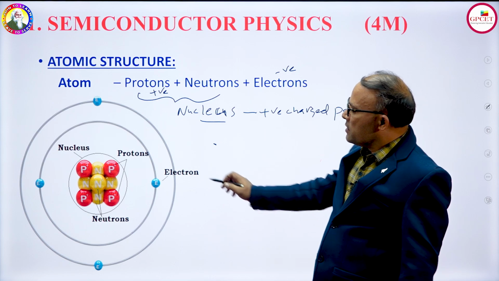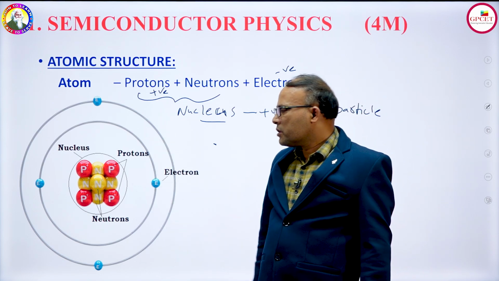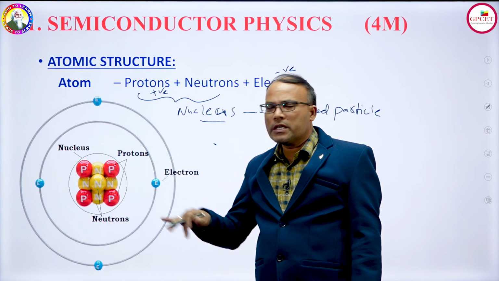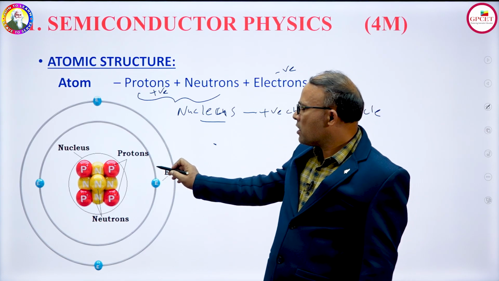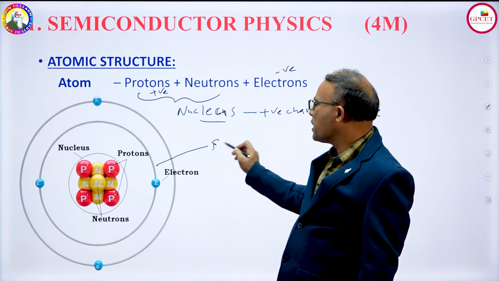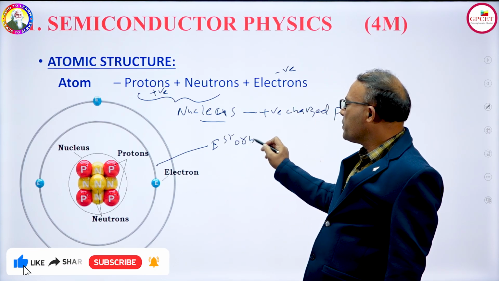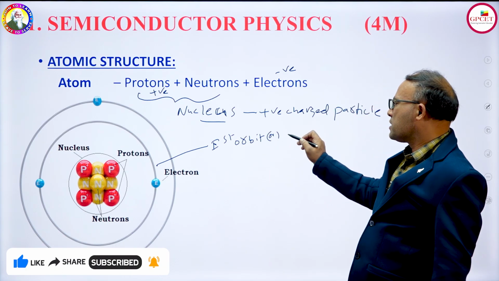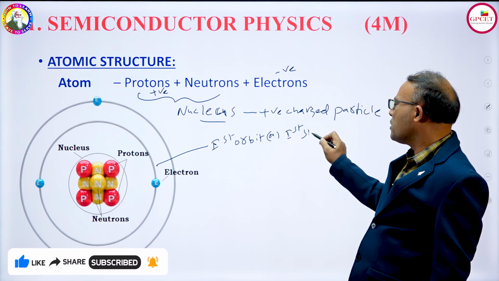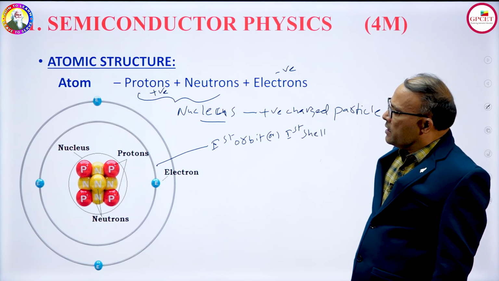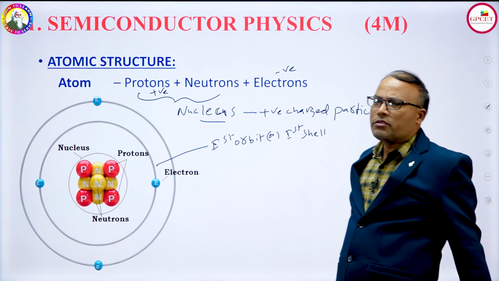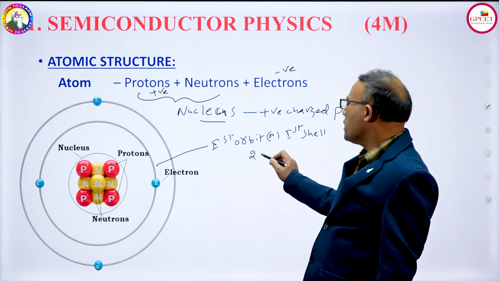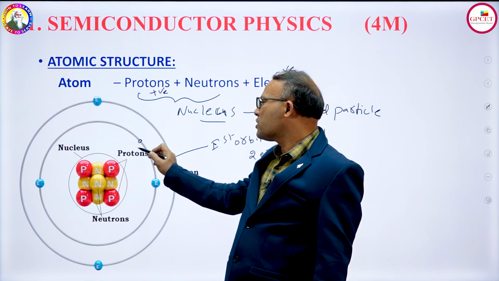Around this nucleus, there are certain electrons revolving in respective orbits. This is called the first orbit, or first shell, where the electrons revolve around the nucleus. How many electrons revolve around the nucleus in the first orbit? For example, there are 2 electrons revolving around the nucleus in the first orbit.